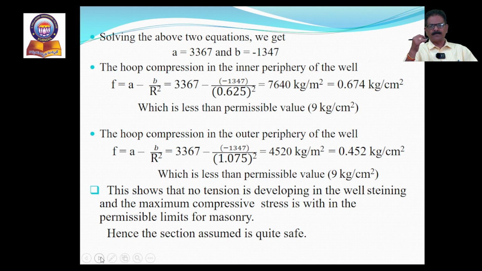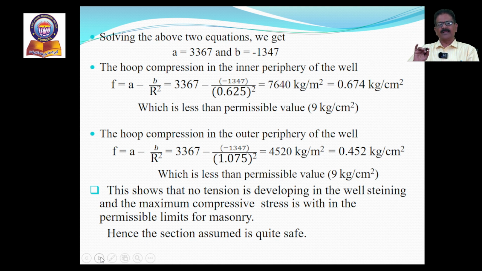Similarly, the hoop compression in the outer periphery also has to be checked. That can also be calculated by the same procedure. f is equal to A minus B by r square. Only thing is A and B are the same constants. Only the radial distance will vary. Accordingly, the compressive stress will also change. It is 4520 kg per meter square only, which would be equal to 0.452 kg per centimeter square. This is also less than the permissible value of the compressive stress of the masonry.